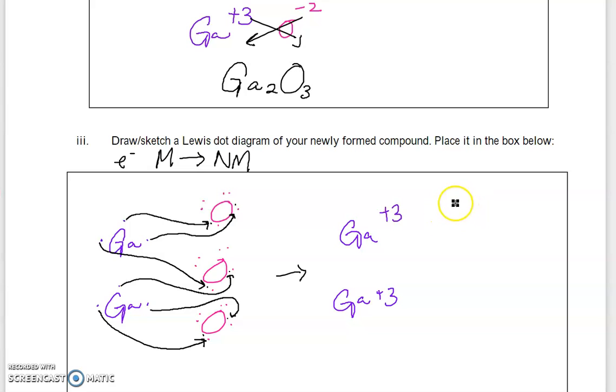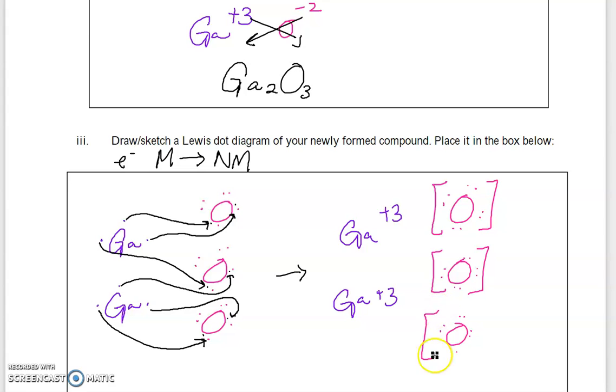And then you're going to write out your other element. In my case, it's oxygen. And now they have a total of 8. So I'm going to put 8 in each one. So 1, 2, 3, 4, 5, 6, 7, 8 for each of them. Okay, I'm going to put little parentheses here, that way we're not confused with the valence electrons.